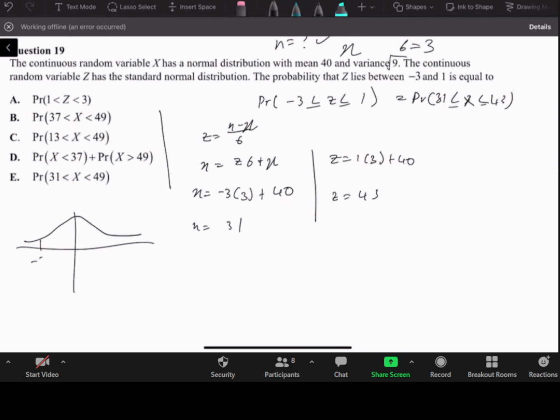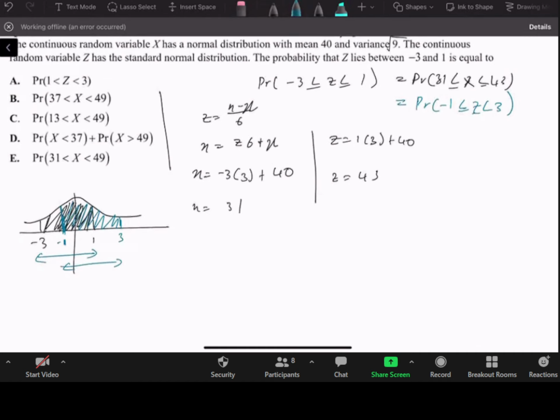So the area we're looking at right now is this one. But you can tell that would actually be the same area as this one. So instead of going from -3 to 1, you can also go from -1 to 3. So this would be equal to the probability that z is between -1 and 3.